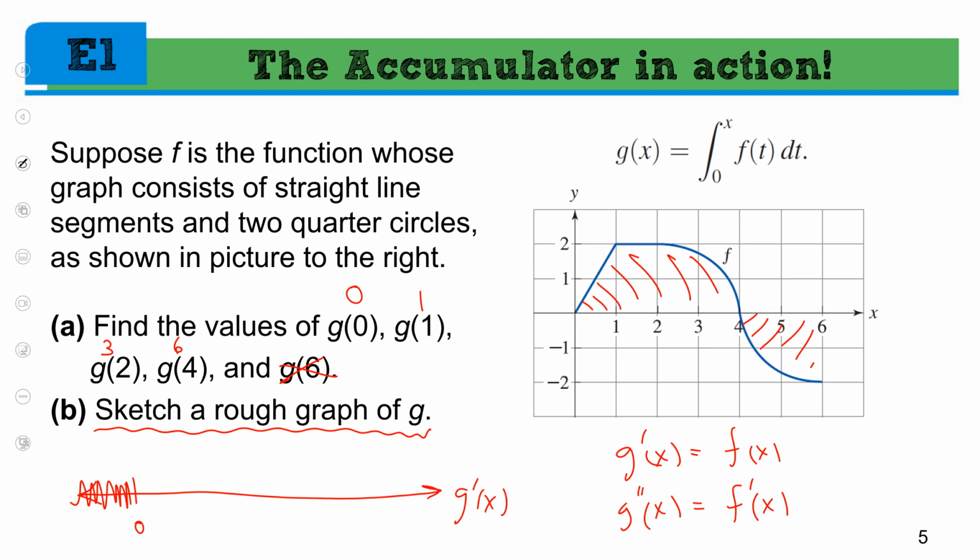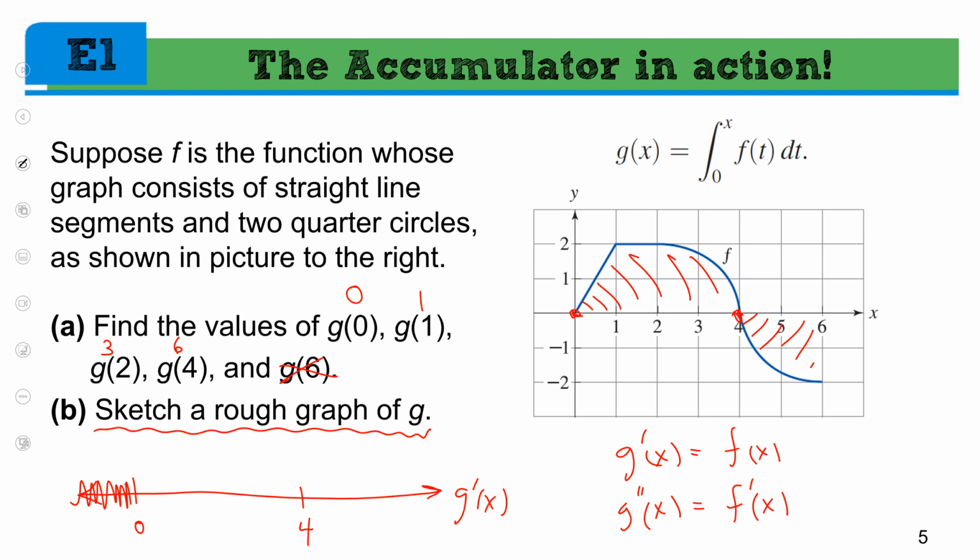How is G prime defined? Oh, it's just F. So where are the other zeros? 4. Good. Okay, that's an important point. Does everybody follow why that's there? We define G prime as being f of x. Where is f of x equal to 0? It's equal to 0 here, and it's equal to 0 here.